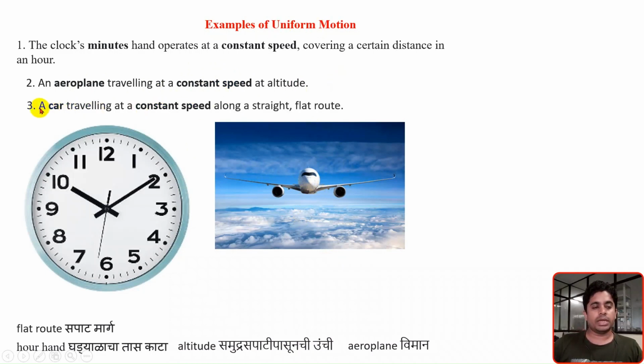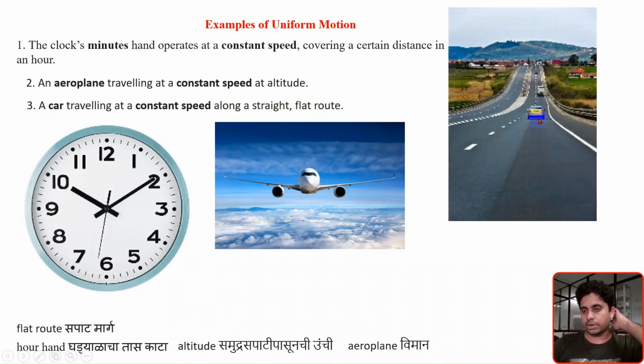Another example we can take is a car traveling at a constant speed along a straight flat road. Again, in the case of a car, I will consider three cases. First, the road has a downward slope. Second, the road has an upward slope. And third, the road is flat.